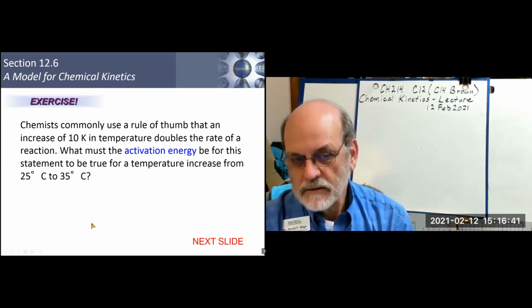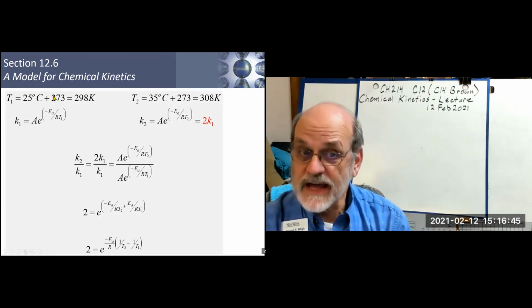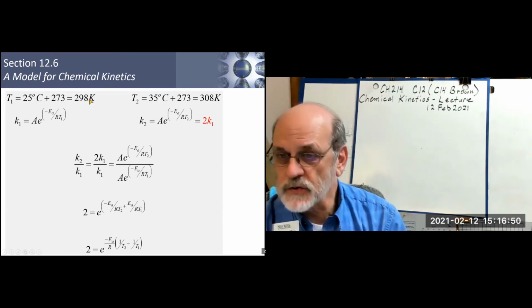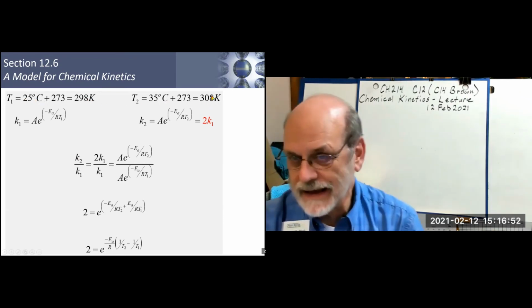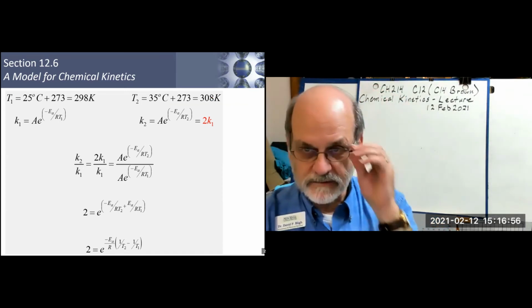All right, so how would we approach that? Well, first of all, we need degrees K, right? So we're actually going from 25, which is 298K, to 308K. Okay, that's first. We need that difference in temperature.